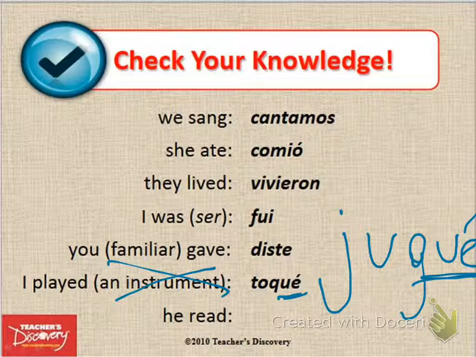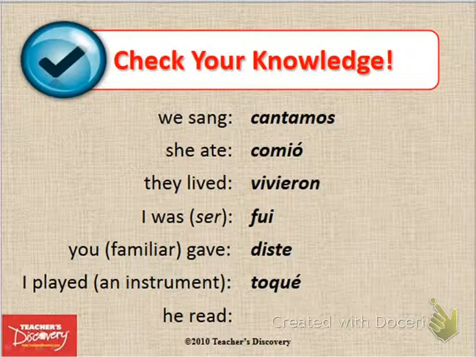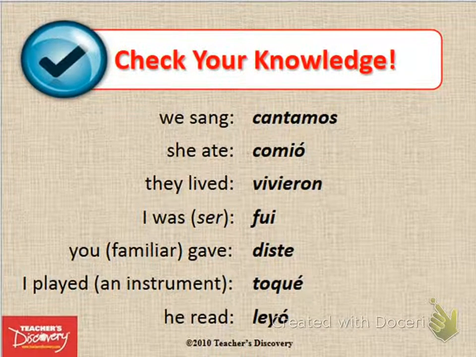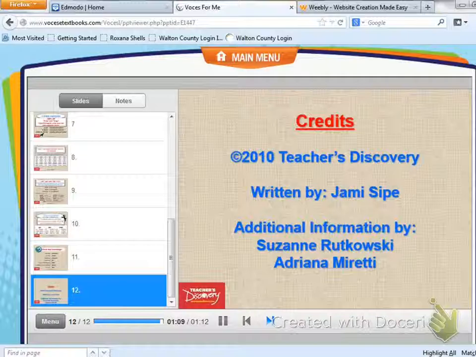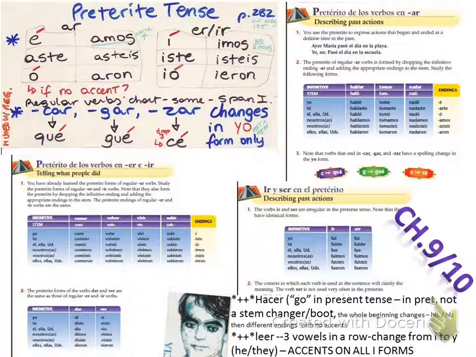Okay. And what is he read? Leyó. Accent on the end, and you have to make sure you remember that it makes an I to Y change. Okay. All right. Couple of things.